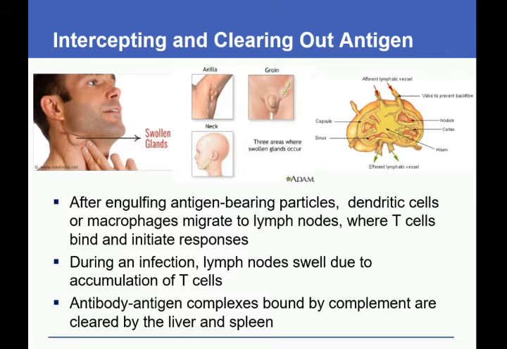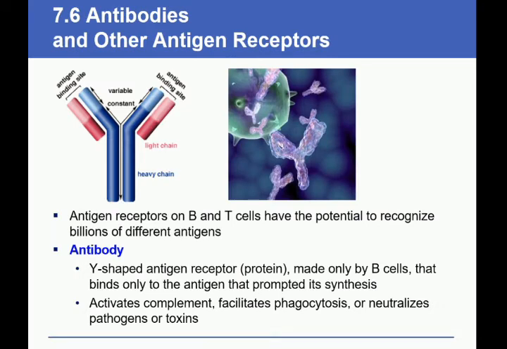Antibody-antigen complexes bound by complement are cleared by the liver and spleen. Antibodies and other antigen receptors: antigen receptors on B and T cells have the potential to recognize billions of different antigens. An antibody is a Y-shaped antigen receptor, a protein made only by B cells, that binds only to the antigen that prompted its synthesis. It activates complement, facilitates phagocytosis, or neutralizes pathogens or toxins.